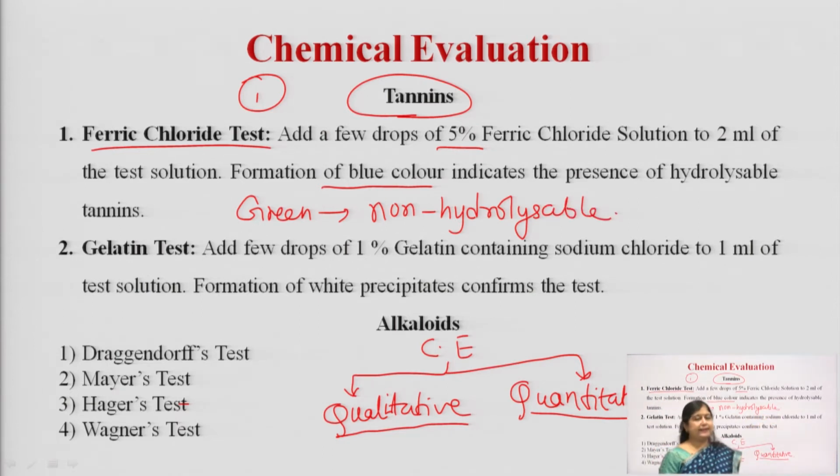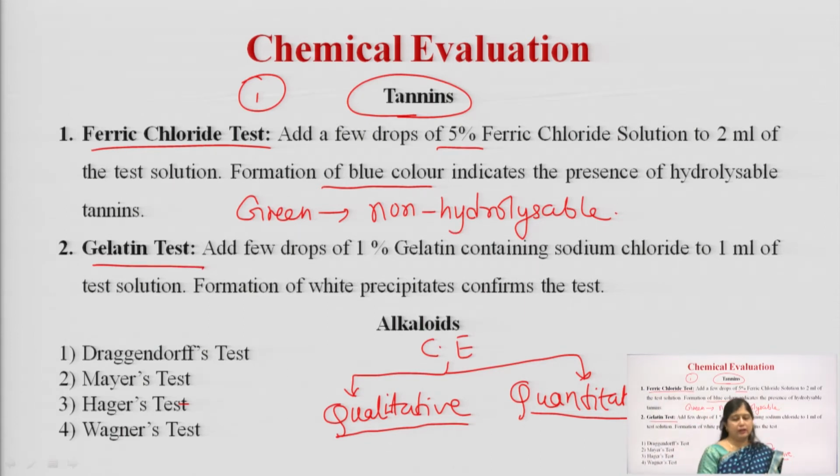The second test is the gelatin test. Gelatin is a protein. When it reacts with tannin, because tannins are generally astringent in nature, they precipitate the gelatin and produce a lot of precipitates. So, that is the second test for tannins.